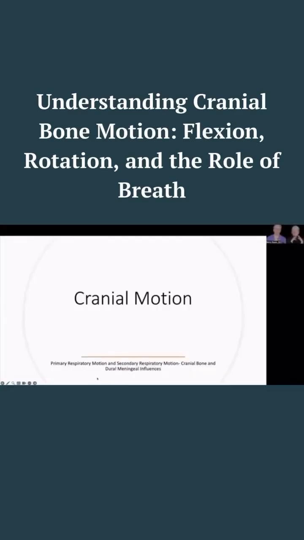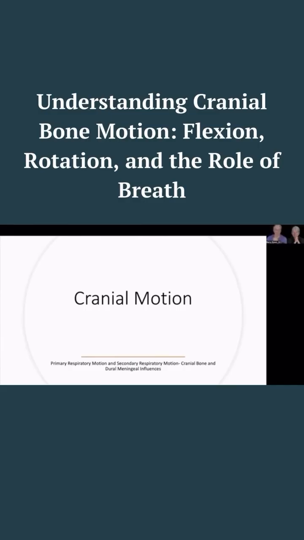There are four types of cranial bone motion. There's the primary respiratory motion, secondary respiratory motion. There's the cranial bone sutural motion as well. And then, of course, there's the duromeningeal influences. So there's four types of motion in that. And then we also have, as we said, the sutural mobility.